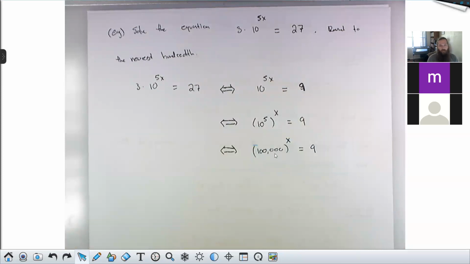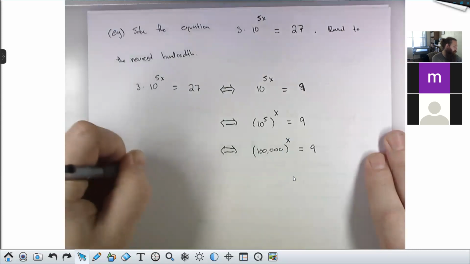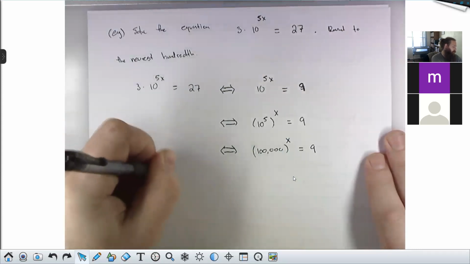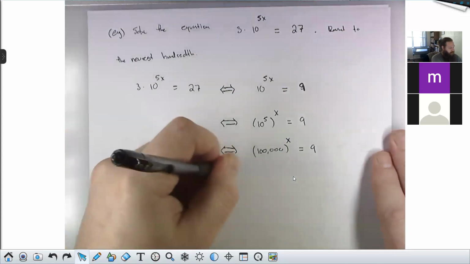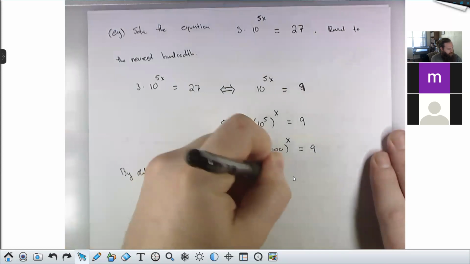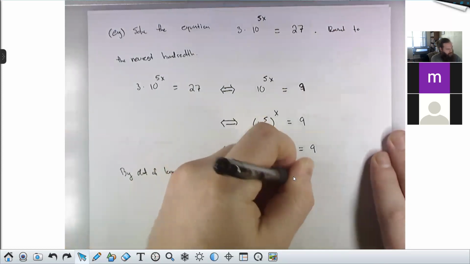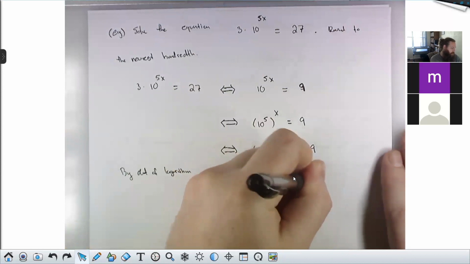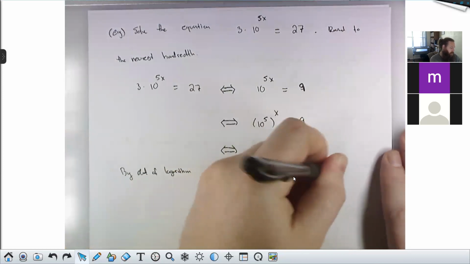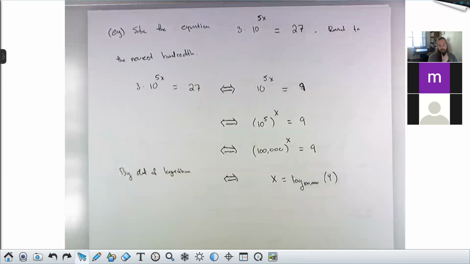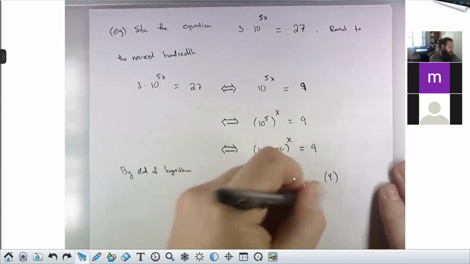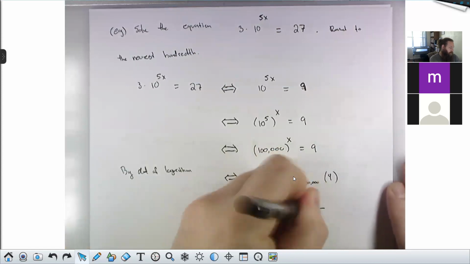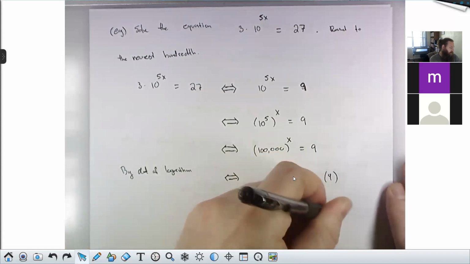Okay, so this is now of the form a to the x equals y, right? This is in that form that I can rewrite now by the definition of logarithm. This is equivalent to saying x is equal to the log base 100,000 of 9. Which I could write using the change of base formula as the ln of 9 over the ln of 100,000.